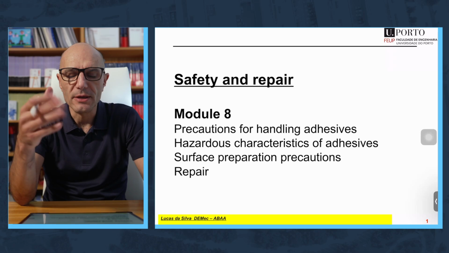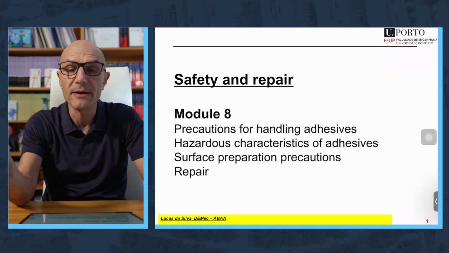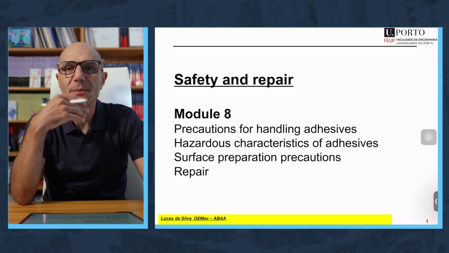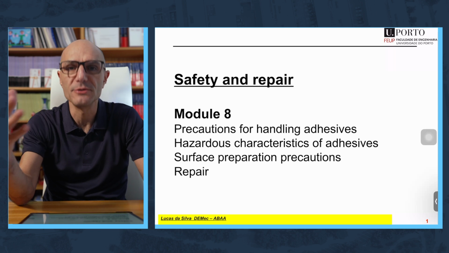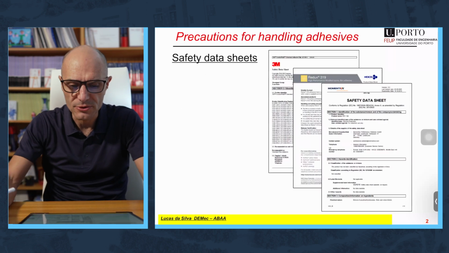Adhesive bonding involves chemical products. The technology is also known as chemical joining, in opposition to mechanical joining with a bolt, for example. So it's very important that we discuss the safety issues. And if we talk about safety, it makes sense also to talk about repair, especially when we talk about the aeronautical industry. So these things will be treated in this module.